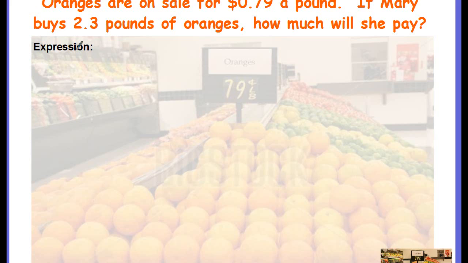Okay, so this is your check for understanding problem. Oranges are on sale for 79 cents a pound. If Mary buys 2 3/10 pounds of oranges, how much will she pay? Make sure you write your numerical expression, you do your math, show your work in GoFormative, and write your answer statement. All right, good luck.